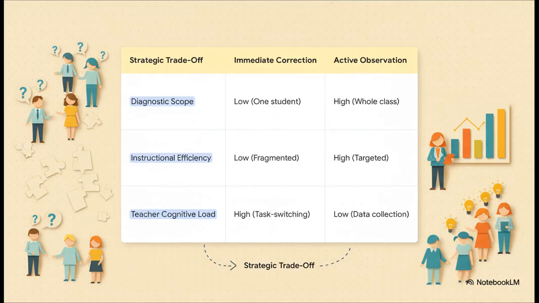Well, this table lays out the logic perfectly. It's a strategic trade-off. Look at what happens when you do an immediate correction. Your scope is tiny. You're only helping one student. Your efficiency is super low because you probably have to repeat that same correction 10 more times, and your brain is working overtime, constantly switching tasks. Now, look at the other side. By following the active observation protocol and not stopping, you get to see the whole class pattern. Your efficiency goes way up, and your cognitive load stays low because you're just focused on one thing, collecting data. When you see it like this, the choice is kinda obvious.